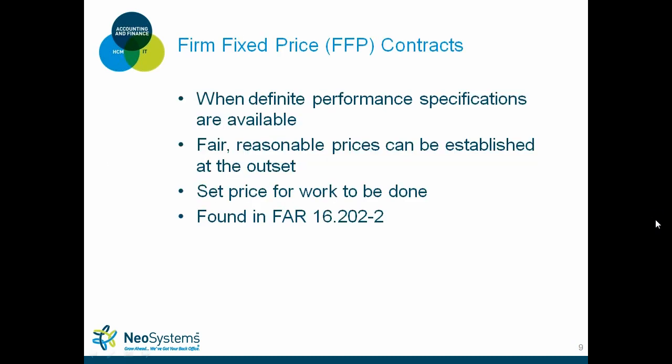So the first contract that we'll discuss today is the firm fixed price contract. Firm fixed price contracts are awarded when definite performance specifications are available within the RFP. The government already knows exactly what type of deliverables or milestones they are expecting, and that's usually when they come out with a firm fixed price RFP. Always, fair and reasonable prices can be established at the outset from the government perspective, and a set price for the work to be done. These definitions can be found in FAR 16.202-2.